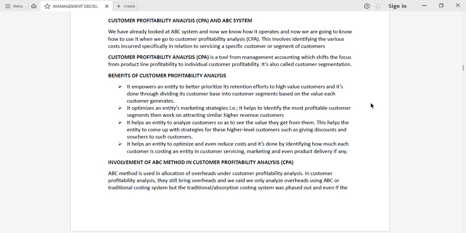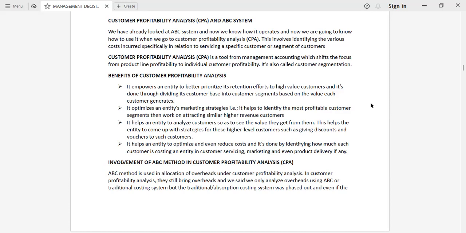We have already looked at the ABC system and we know how it operates. Now we are going to learn how to use the ABC system when we go to the customer profitability analysis. In other words, how can we incorporate the ABC system within a customer profitability analysis, when we are analyzing the profitability of each customer or a segment of customers?